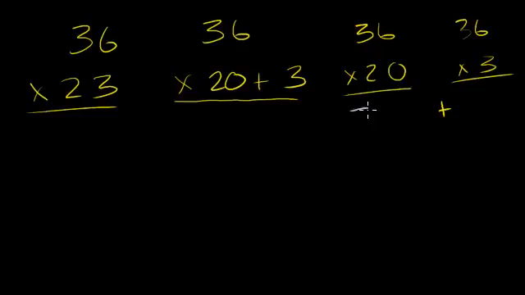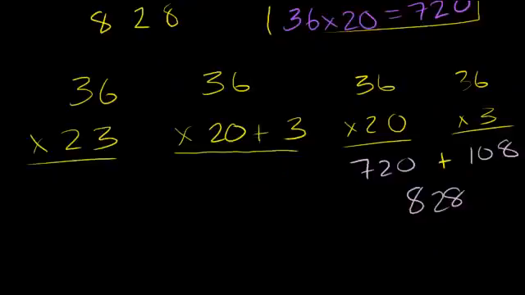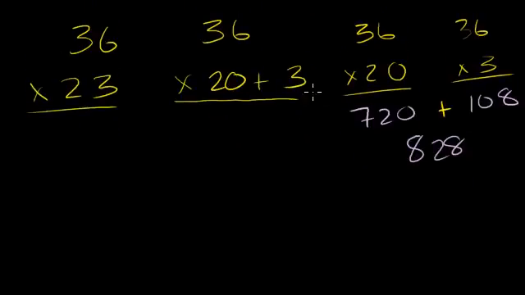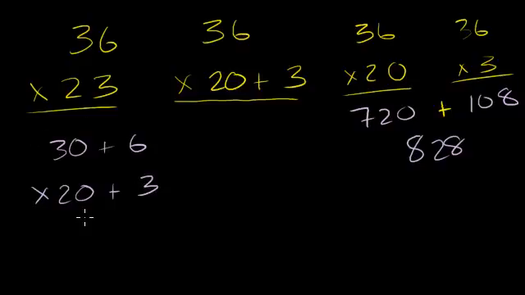36 times 20 we saw was 720. We learned that 36 times 3 was 108. And when you added them together, we got what? 828? Is that what we got? We got 828. And you could expand it even more like we did in the previous video. You could write this out as 30 plus 6 times 20 plus 3. Actually, let me just do it that way, because I think that could help you out a little bit. If it confuses you, ignore it. If it doesn't, that's good.